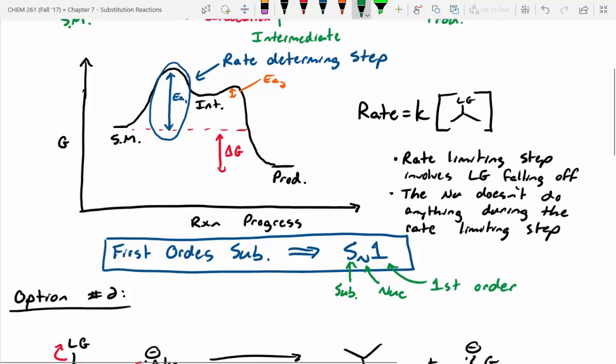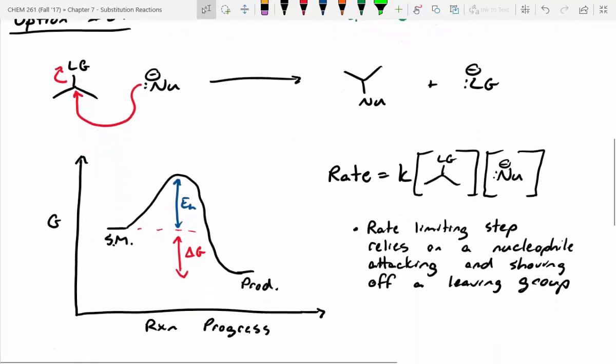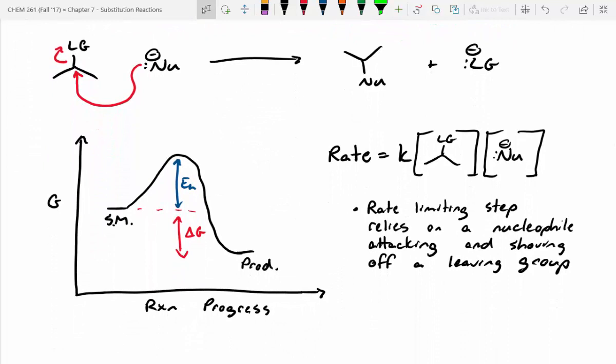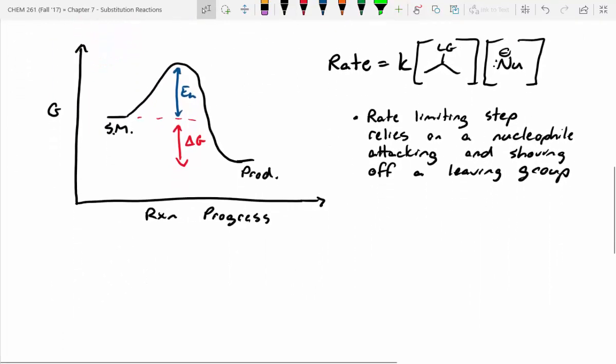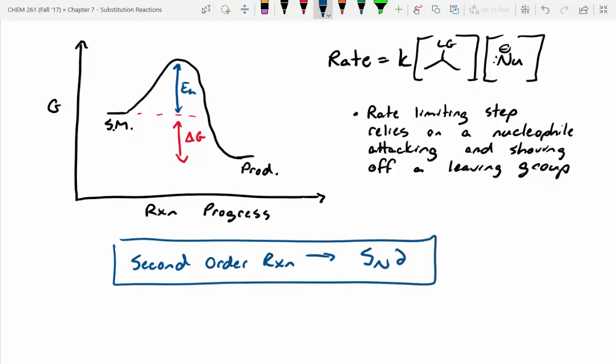So that makes sense, right? We can call this an SN1 because it's first order. What do you think we're going to call option 2? Second order, right? Because it's second reaction order. So let's do that. So second order reaction is going to be SN2. Again, it's still going to be a substitution with the nucleophile that's now second order.